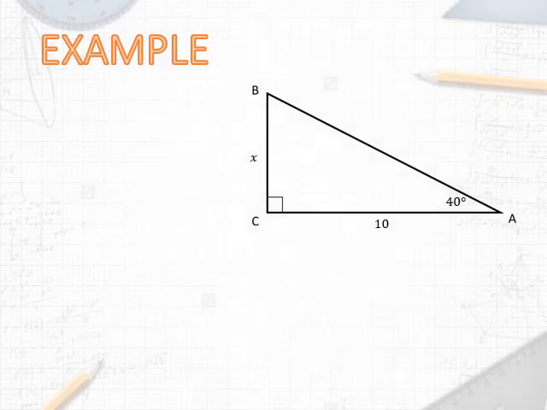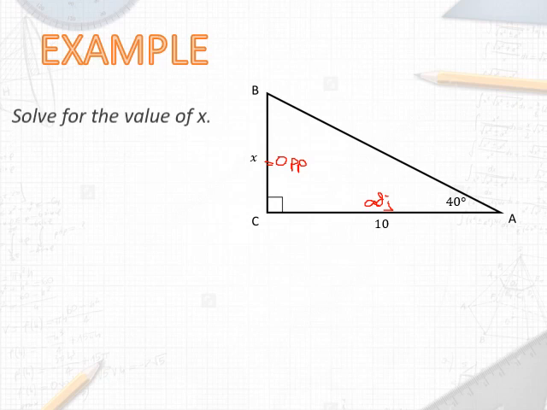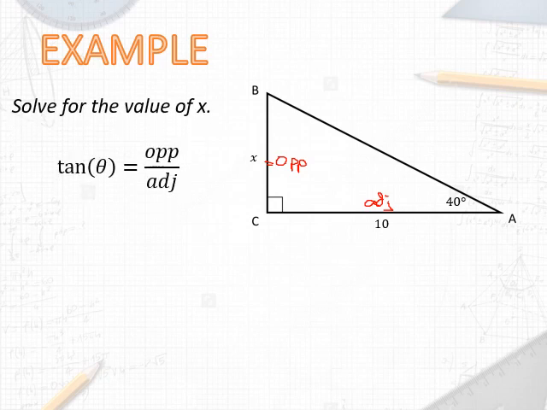So let's look at a very basic example that's going to come up a lot. You've got a right triangle, so you can see angle C is a right angle. Angle A is given to you as 40 degrees. The opposite side is X. The adjacent side is 10. And we're being asked to solve for the value of X.